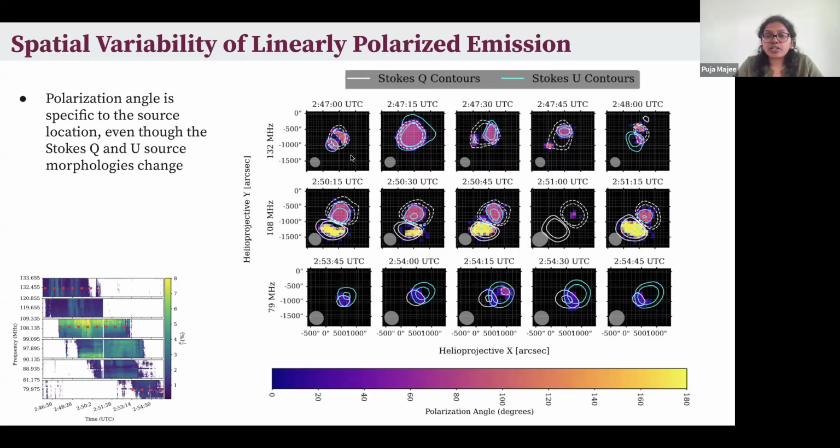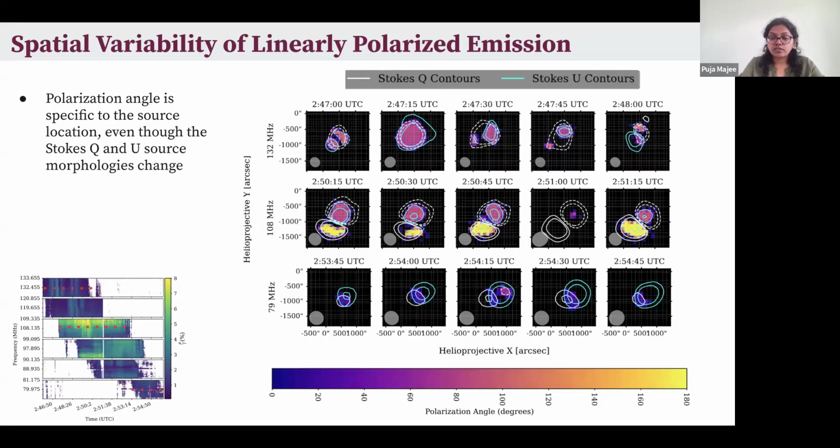So what I want you to notice here is this one, where there were two bipolar structures close to each other. If you look at its temporal variation, even though the individual Stokes Q and U sources have changed their morphology, the polarization angle is always consistent with the location of the source. Which tells you that this polarization angle is indeed information associated with the local environment of the source region.